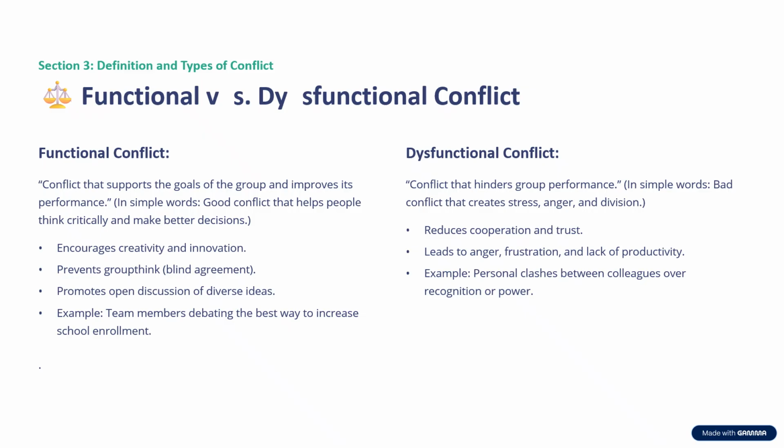Conflict can be classified into functional and dysfunctional conflict. Functional conflict supports group goals and improves performance. It encourages new ideas, critical thinking, and better decisions. For example, teachers debating different teaching strategies can lead to improved learning outcomes. Dysfunctional conflict, on the other hand, harms performance. It creates stress, anger, and weakens relationships. Personal clashes over power or recognition are common examples of dysfunctional conflict.